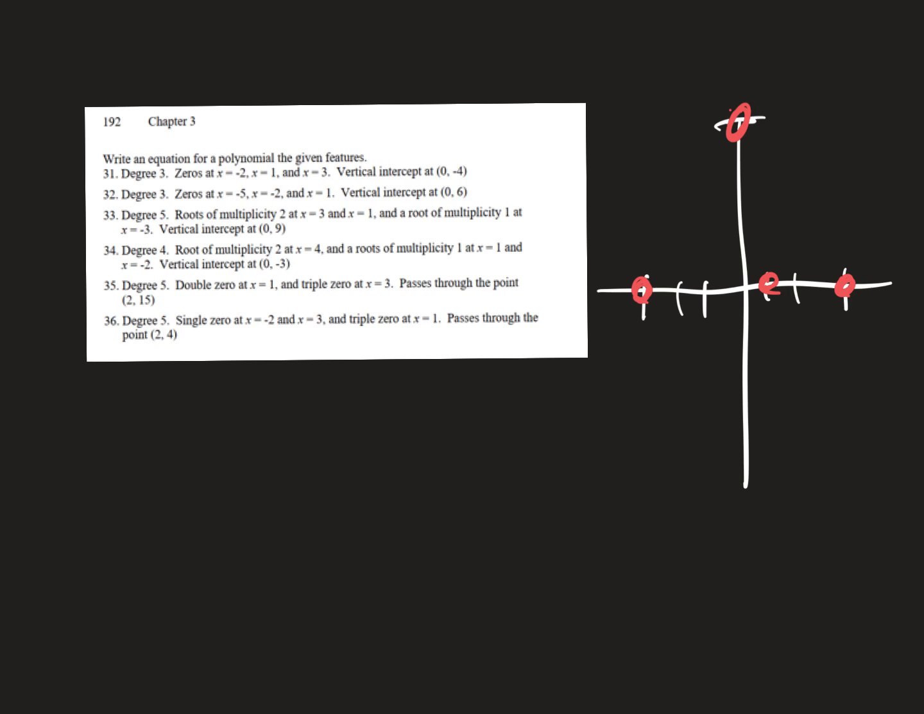I think this graph, because it's an odd degree equation, is going to head this way. And so what that tells me is it passes through the y-intercept, bounces at 1, comes up, turns, bounces at 3, turns, and heads up to that end behavior. Okay, so that's what it's got to deal with.